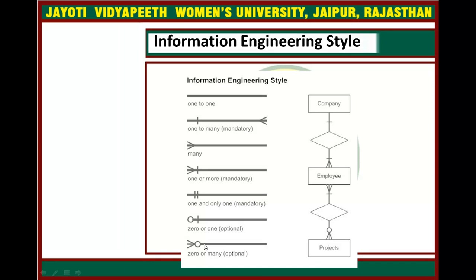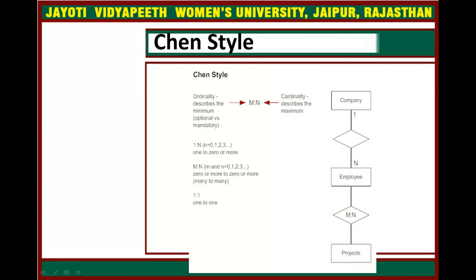Okay, so if this is a simple oval, a circle-like shape, combined with this single vertical line, that means 0 or 1. Okay, so in this you are seeing these two arrows and a single circle. This means 0 or many. Okay, so all these styles are shown in this diagram. Okay, the next is the chain style.